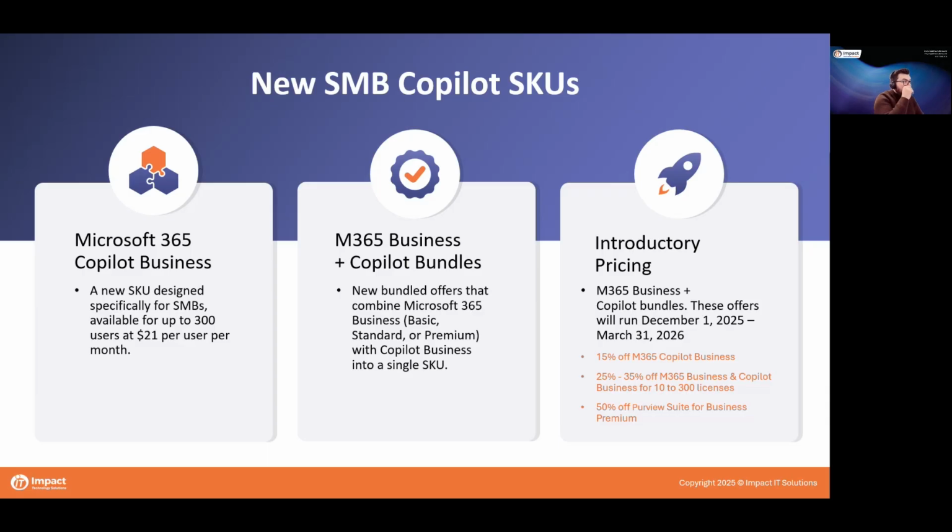On top of that, we've also got the Copilot bundles. Copilot bundles being basic, standard, and premium, with that Copilot piece baked into that license as well. And as a part of this new release that they've done, they have introduced some discounts and some introductory pricing as a part of that. So you can get between 25 and 35% off the business standard and the business premium with your Copilot license included there.